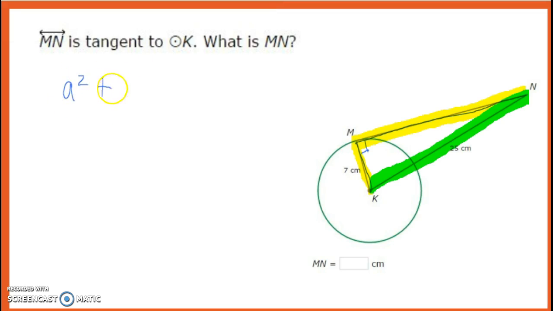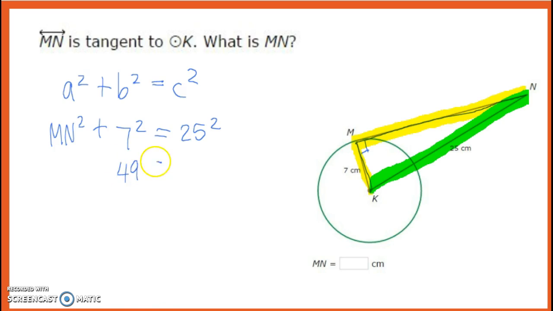A squared plus B squared is equal to C squared. And again, the legs are the yellow segments forming that 90-degree angle. So we can say that A is MN. So we can say MN squared plus MK squared, which is 7 squared, has to equal KN squared, or 25 squared. Simplifying this, 7 squared gives us 49, and 25 squared gives us 625.